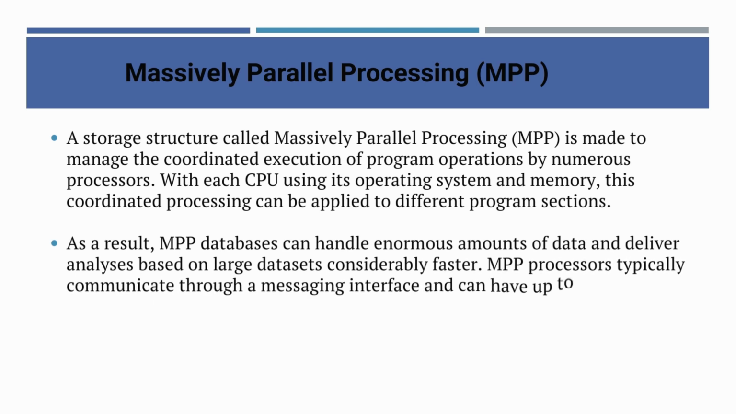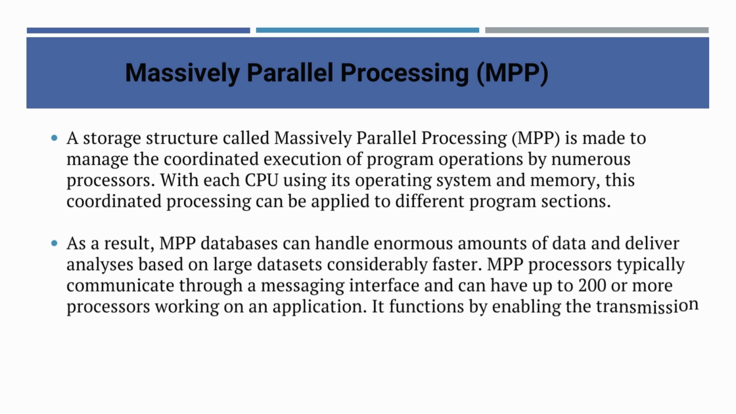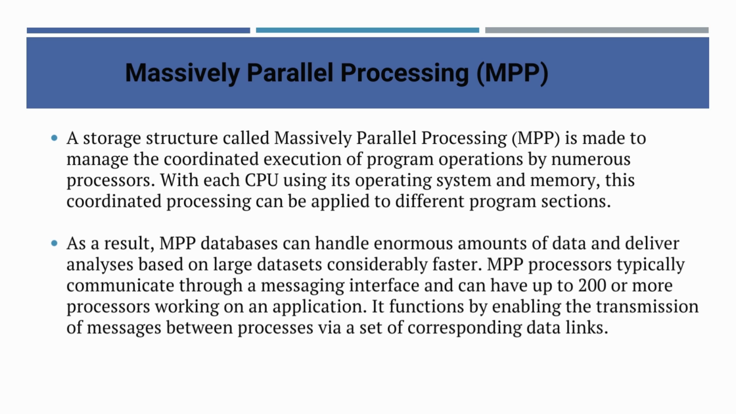In an MPP system, thousands to millions of processors or compute nodes are interconnected through a high speed network. Each node typically consists of multiple processors or cores, and each processor works on a specific portion of the data independently. MPP systems are designed to scale horizontally by adding more compute nodes to increase processing power. MPP processors typically communicate through a messaging interface and can have up to 200 or more processors working on an application. It functions by enabling the transmission of messages between processes via a set of corresponding data links. MPP systems are widely used in various fields, especially for big data analytics and scientific simulations.